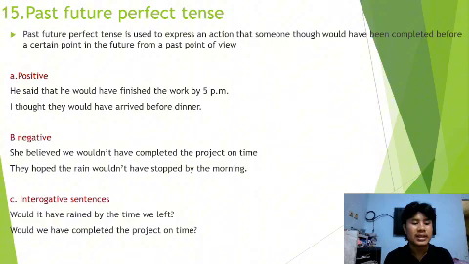Negative: she believes we won't have completed the project on time. They hope the rain won't have stopped by the morning. Interrogative sentence: will it rain by the time we left? Will we have completed the project on time?